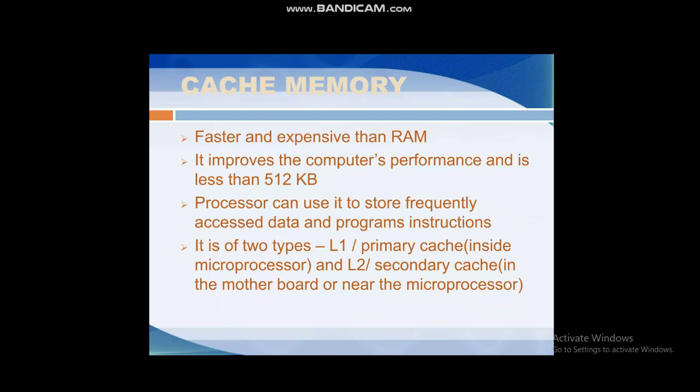Cache memory. Faster and more expensive than RAM. It improves the computer's performance and is less than 512 KB. The processor can use it to store frequently accessed data and program instructions. It is of two types: L1 primary cache inside the microprocessor and L2 secondary cache in the motherboard or near the microprocessor.